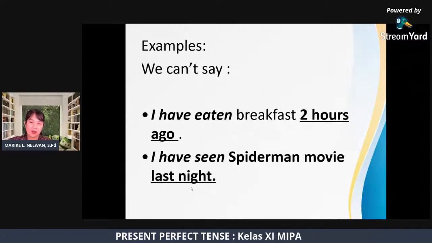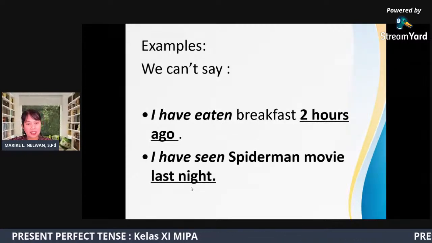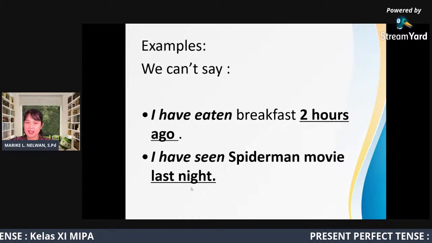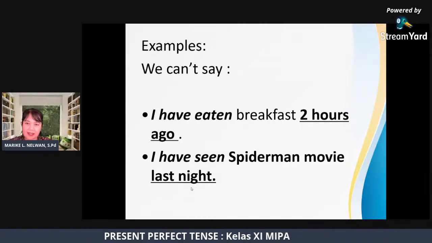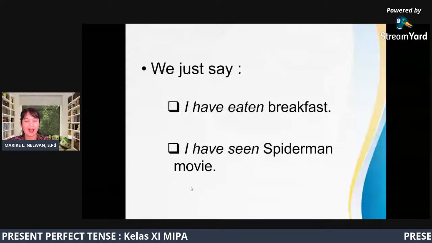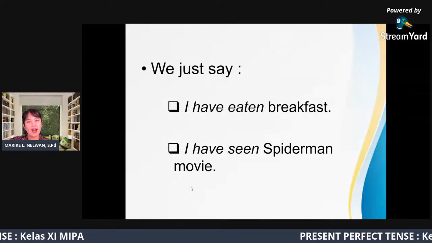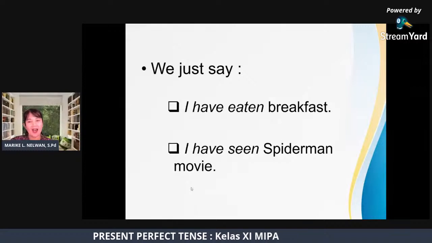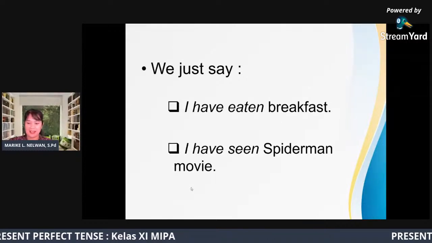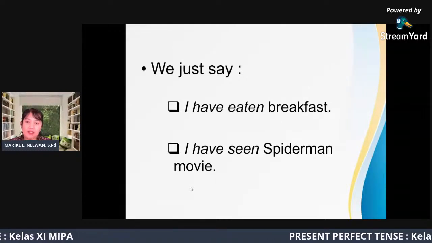We cannot say also, I have seen Spider-Man movie last night. This is wrong sentence. The right sentence is like this. I have eaten breakfast. I have seen Spider-Man movie. Are you listening, everyone? Nice. And then we can continue.